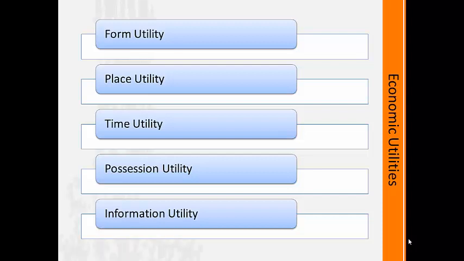There are 5 economic utilities involved with all products: form, place, time, possession, and information. Although form utility is not directly related to marketing, much of what goes into creating new products, such as marketing research and product design, makes it an integral part of the marketing process.